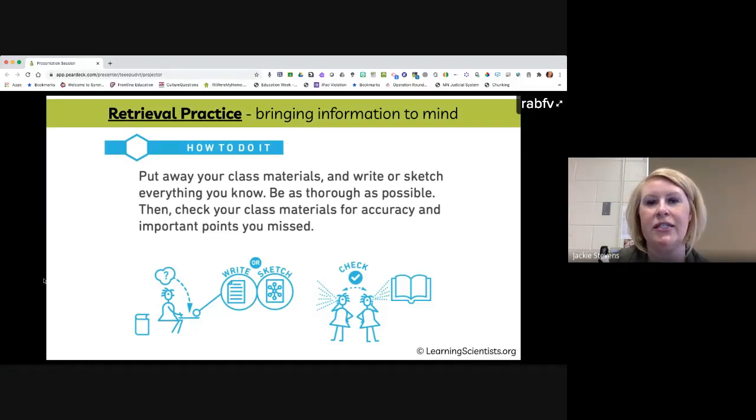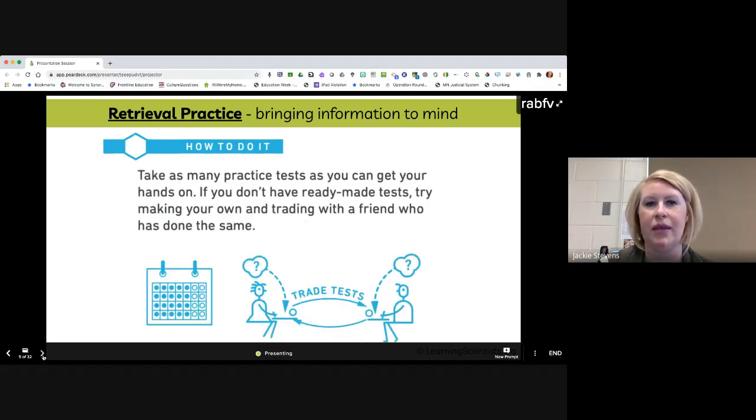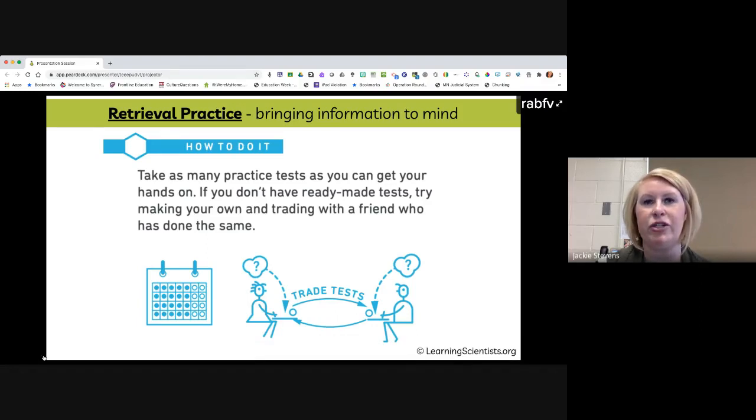It's from learningscientist.org. They have a ton of information. These are written from the student's perspective. Like it says, you would put away your materials and write or sketch as much as you can think of about the topic to help you review it. It's a lot about pulling the information out of your brain without rereading it from a textbook, trying to remember without looking at it. To do it, take as many practice tests as you can, because you're trying to see that you can get the information right without looking at it.